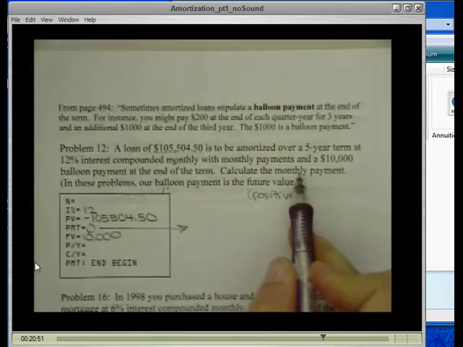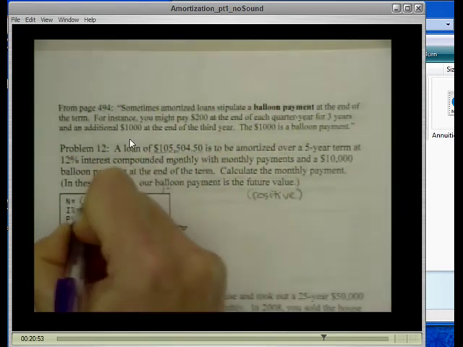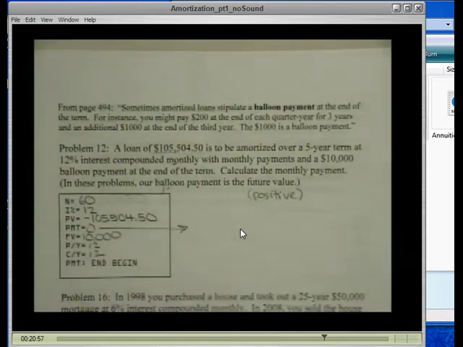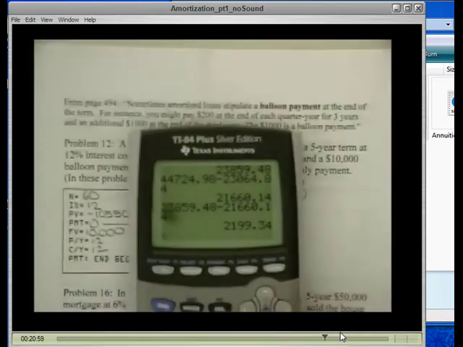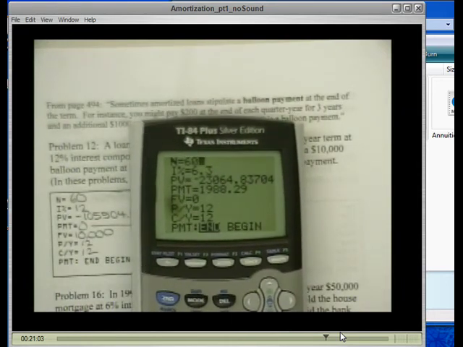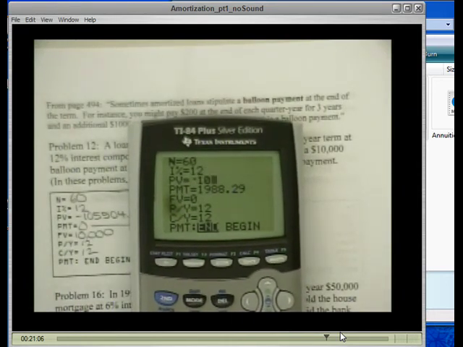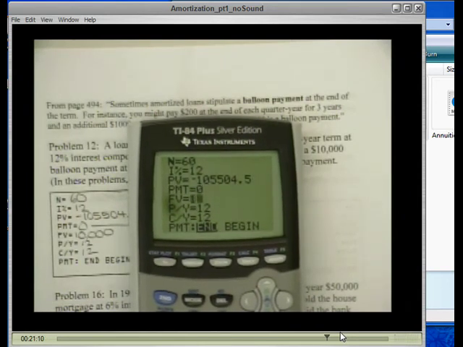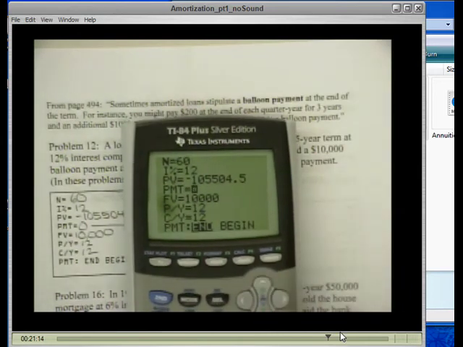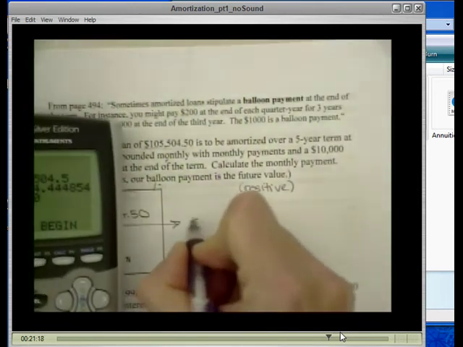Okay, the interest rate was 12%, 5 years and monthly. So 5 times 12 or 60 for N. P per Y and C per Y are 12. So go back up to PMT and hit alpha enter. So 22, 24, 44.